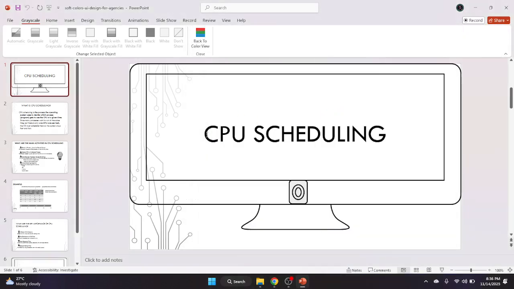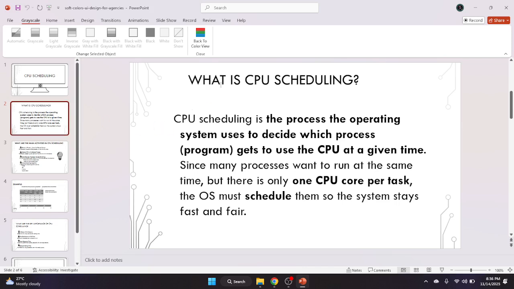So, hi everyone. This is my topic for today: CPU scheduling. So, what is CPU scheduling?